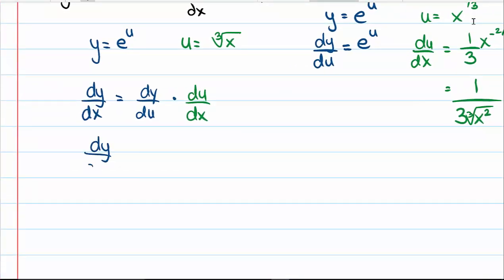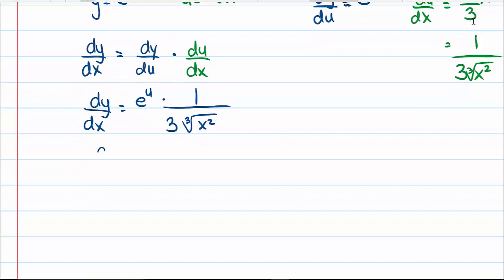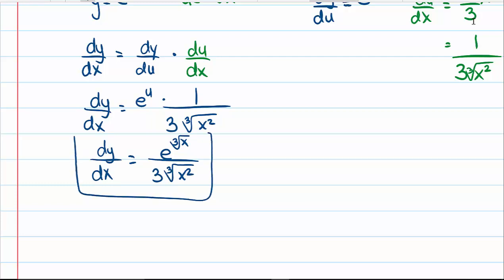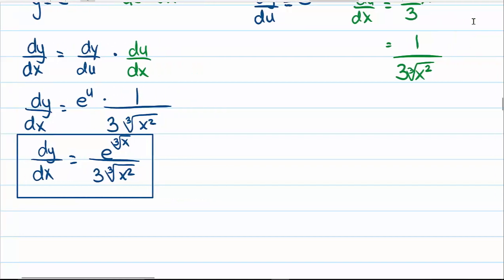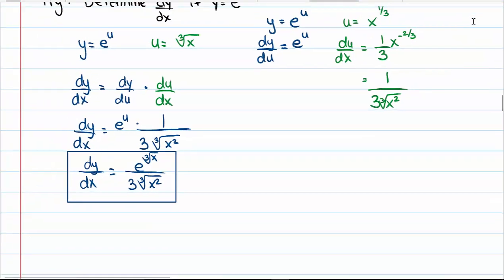So then dy dx is equal to dy du, which is e to the u, times du dx, which is 1 over 3 times the cube root of x squared. And now we need to get rid of our u in the answer. So dy dx is equal to, again, u was equal to the cube root of x, so it's e to the power of the cube root of x over 3 times the cube root of x squared. That's it. That's using the Leibniz way. That's one way to do it.